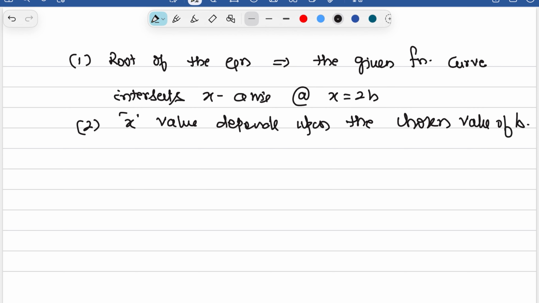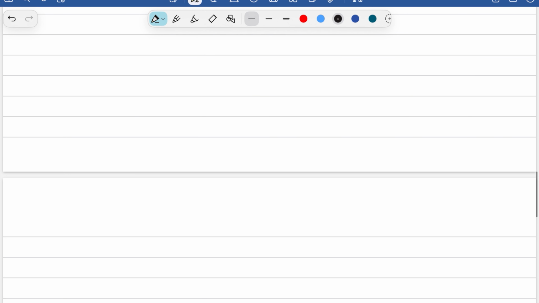Now, for different values of b, let us try to solve this problem. Let us try to plot. I will take one case, remaining cases as per given in the plot, you please do it. I will take the case b is equal to 1. If b is equal to 1, what happens?